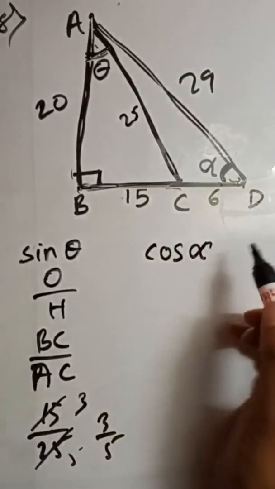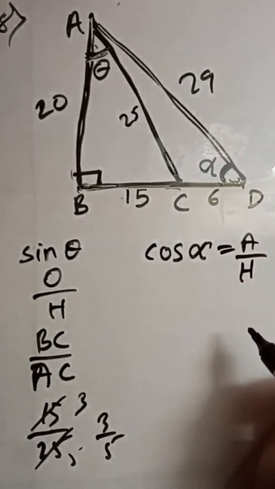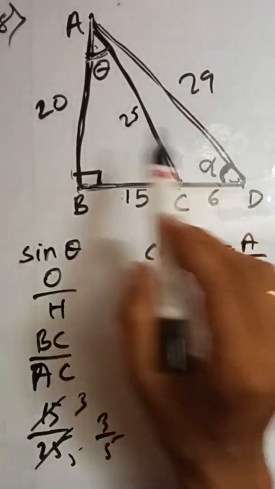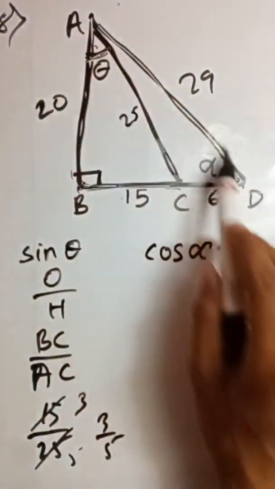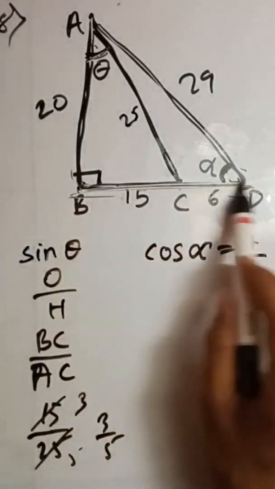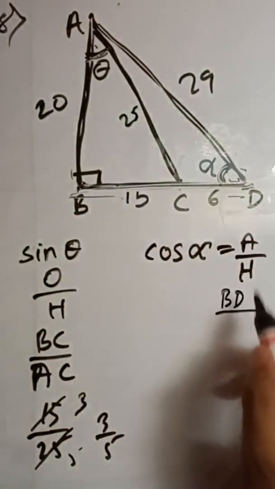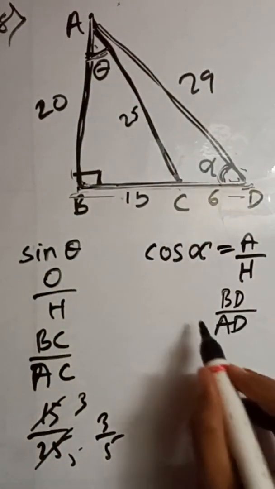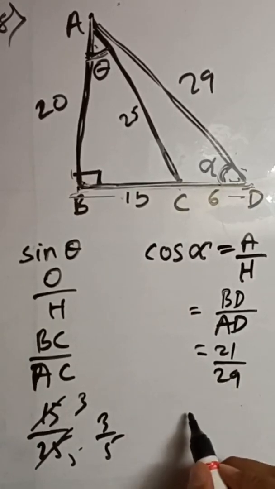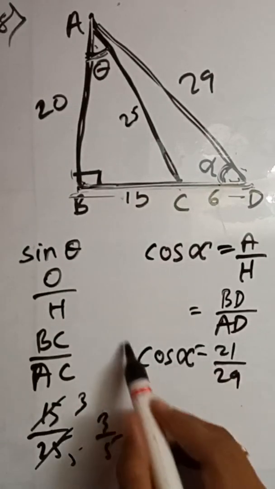And listen to the next one also. Cos alpha. Cos is A upon H. Here is alpha. Opposite to alpha is this, this is the hypotenuse, and this is the base, I mean adjacent. For alpha the adjacent is BD. So it will be BD upon the hypotenuse AD. BD is 21, AD is 29. So this is your cos alpha. We cannot cancel it, it remains as it is.